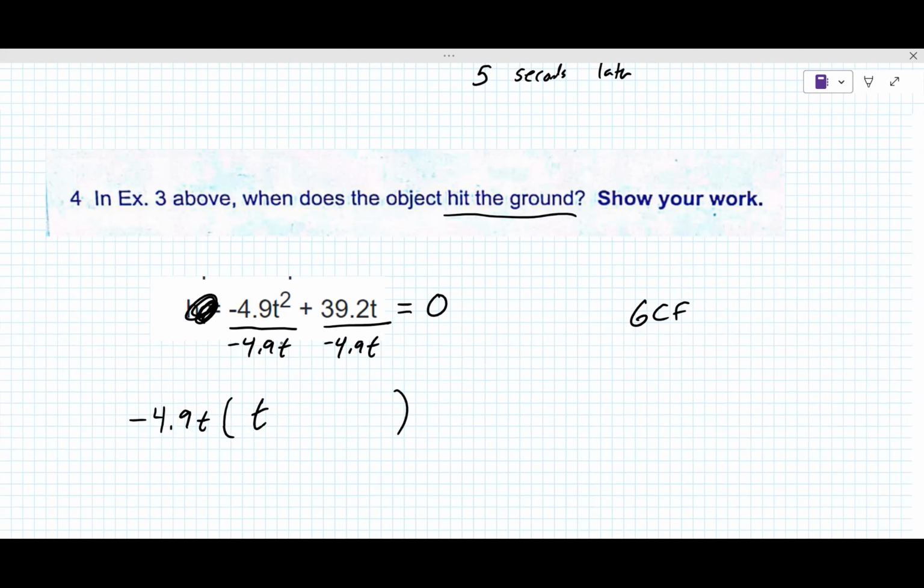Can you go to any calculator you want and divide 39.2 by minus 4.9? Yes. I'm doing that right now. 39.2 divided by minus 4.9 is like 8. Yes, so this becomes minus 8.